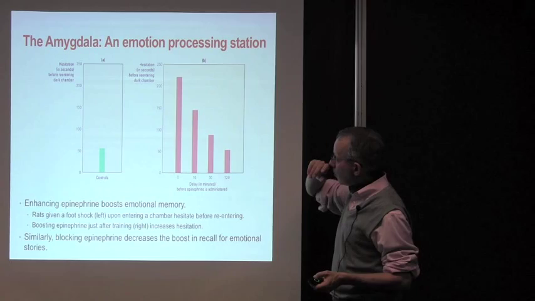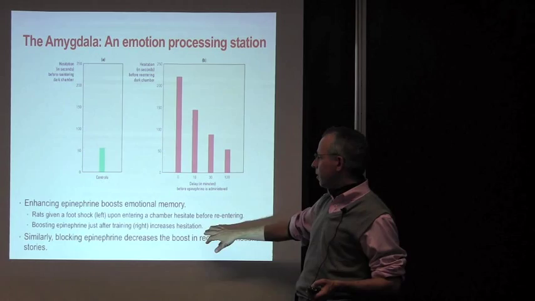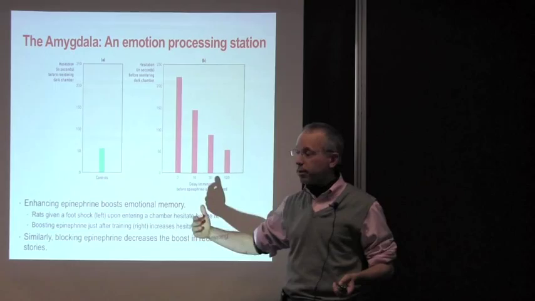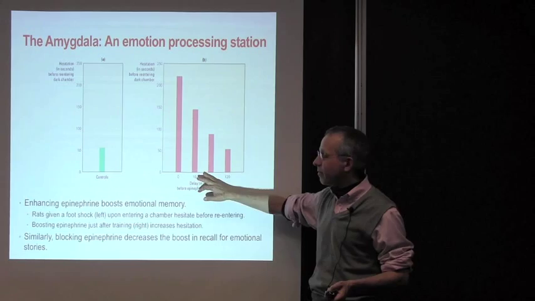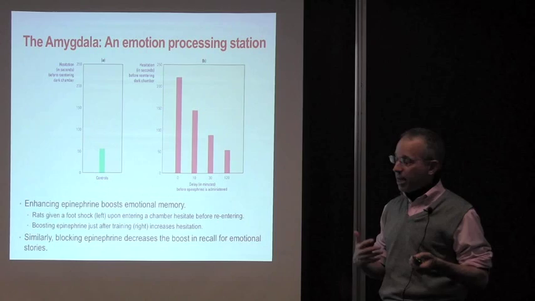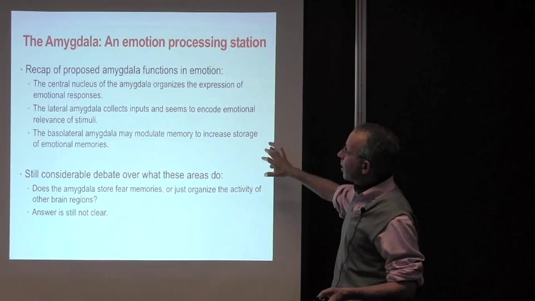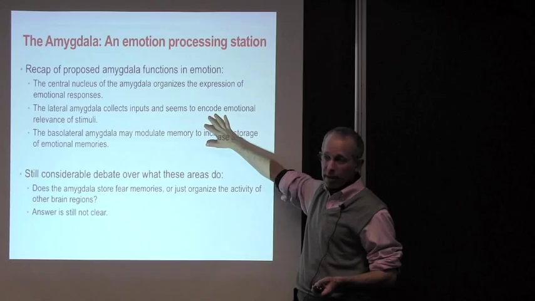a rat is given a foot shock upon entering a chamber, and then it will hesitate before going in. If you enhance epinephrine, then you can enhance the avoidance response. And this just shows that the more you delay, the less effective it is. So you really want to give the epinephrine right at the time when it's being shocked, and that will enhance its avoidance learning. And you can do the opposite, where you can block epinephrine and see that the animal fails to learn this avoidance.